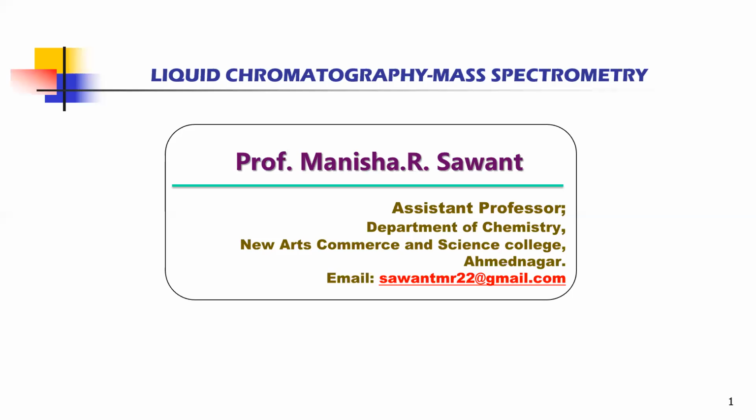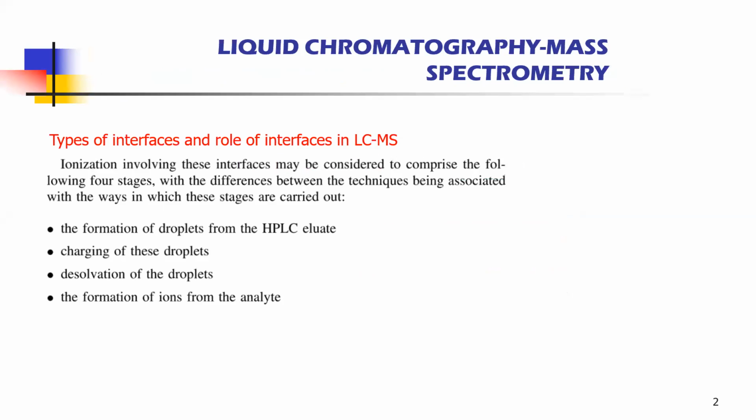Welcome once again. Today we are going to discuss liquid chromatography hyphenated with mass spectrometry. We have discussed liquid chromatography and we have also discussed mass spectrometry. Now hyphenation of liquid chromatography with mass spectrometry we are going to deal with in this chapter. It requires special devices to hyphenate liquid chromatography with mass spectrometry. These are called interface systems. So the types of interfaces and the role of interfaces in LCMS, that we will discuss.